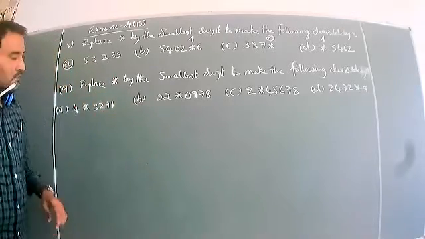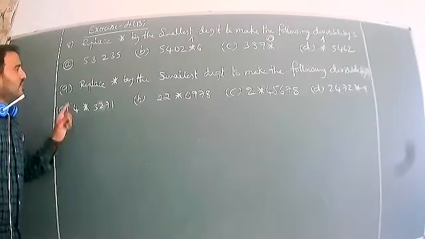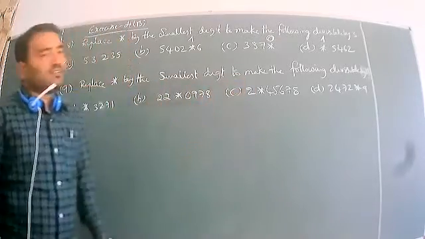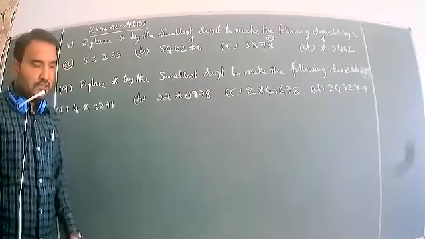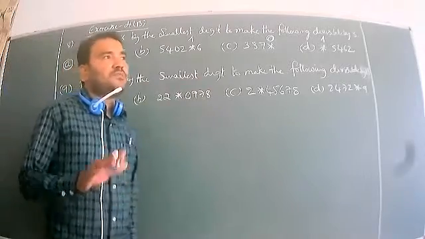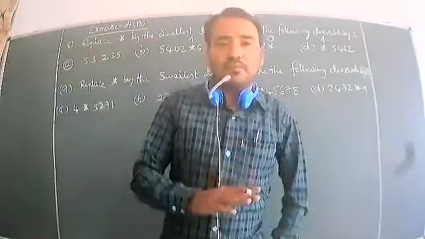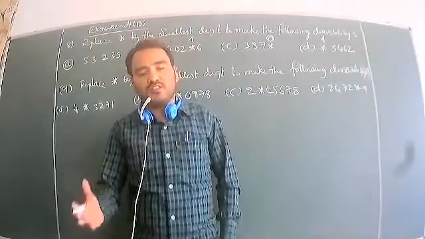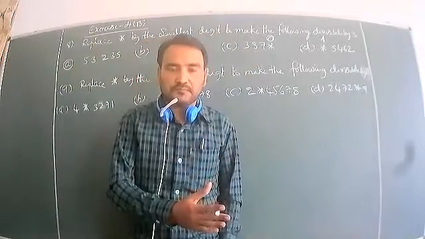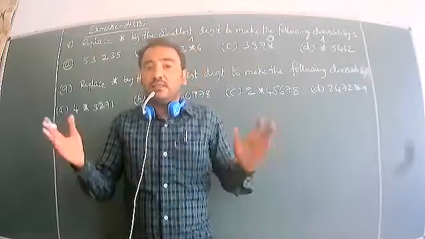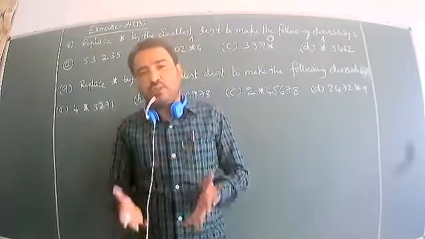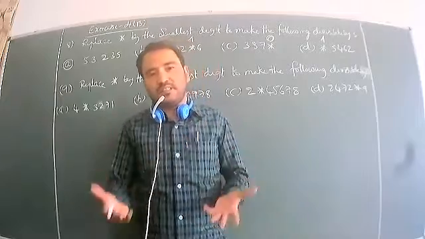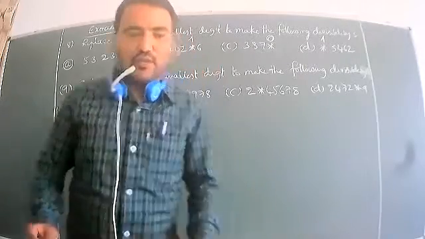Next, we go for divisibility by 11. Replace the star by the smallest digit to make the following number divisible by 11. Divisible by 11 means the sum of the odd digits and the sum of the even digits, subtract them; if it is 0 or a multiple of 11, the number is divisible by 11.